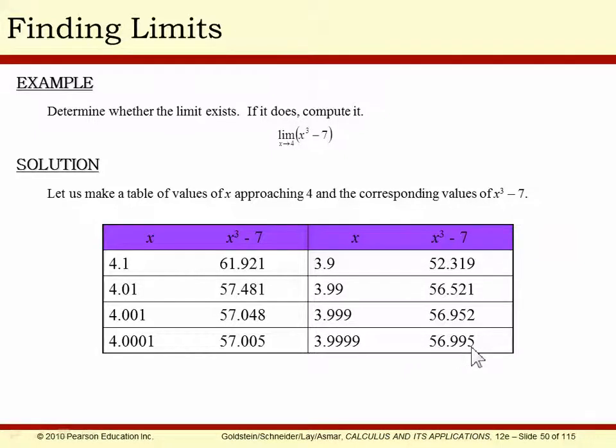The idea is, it doesn't matter if we approach from numbers from the left, which is below 4, or from the right, which is numbers above 4. We get closer and closer. As x goes to 4, the limit gets closer and closer to 57, which is what we get if we just plug in a 4 for x. So 4 cubed minus 7 is 57.